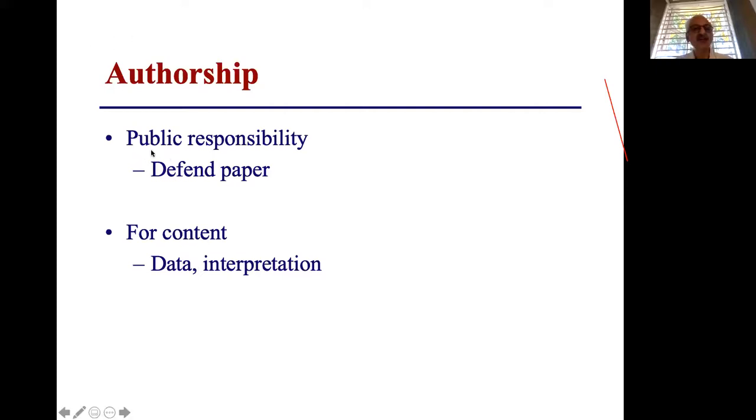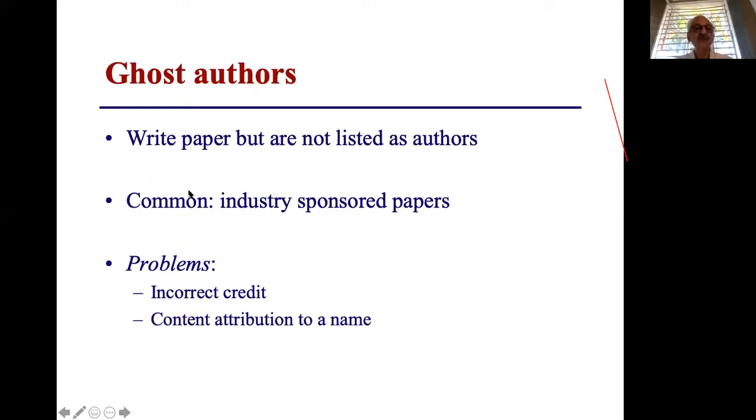But authorship generally means that you take public responsibility to defend the paper for its content, both for its data and for its interpretation. Ghost authors are people who write papers but are not listed as authors. And this generally tends to happen in industry-sponsored papers. This provides incorrect credit and content attribution to a name. People who've actually done the work don't get the credit. And that's something that shouldn't happen.